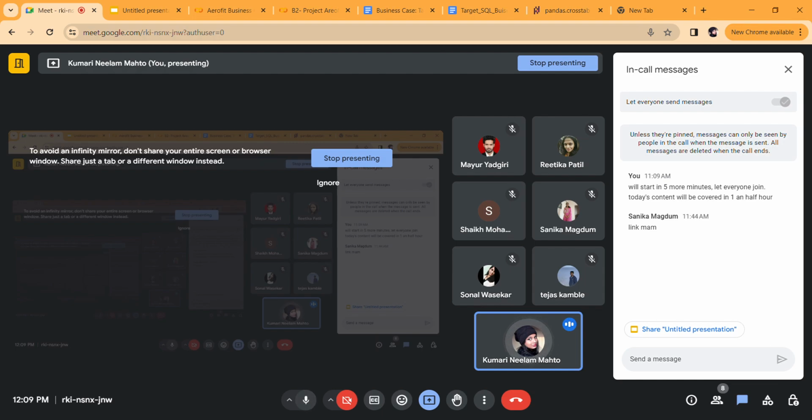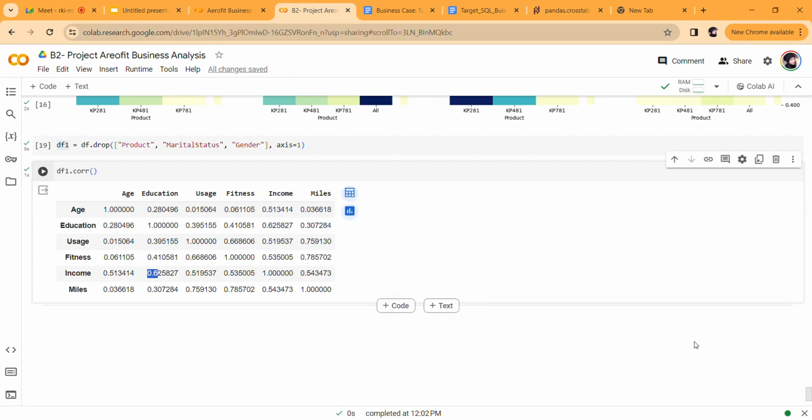Yeah, hello everyone. Am I audible to you? Okay. So this is a correlation table. If something is more than 0.5, we can see that it is highly correlated. Education is highly correlated to income. And fitness, you can see fitness is highly correlated to usage. Wherever you get something more than 0.5, it is highly correlated, and if it is like 0.1 or 0.2, then you can see that it's not that much correlated.